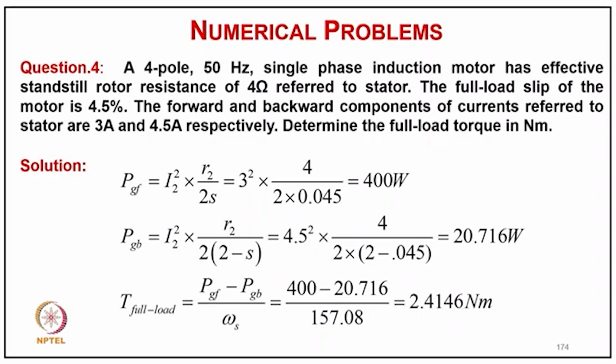So PGF equals If square R2 by (2 minus s)... that is, 3 square into 4 upon 2 into 0.05, which comes to 400 watt. Calculating PGB, it comes to 20.176, and the load torque is (PGF minus PGB) by ω. Putting in the values, it comes to 2.41 Newton meter.